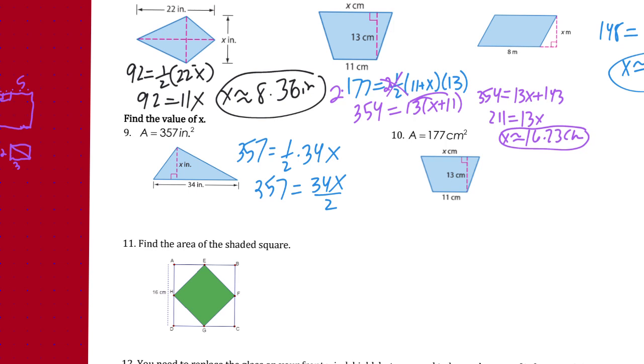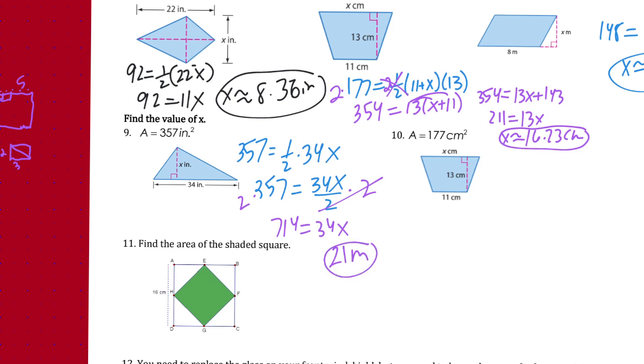Or you could say, I don't like the fraction. Let's multiply both sides by 2. You can multiply that side by 2 and multiply this side by 2. So you'll get the same answers. There's just sometimes multiple ways to look at it. So you could do 2 times 357. You get 714 is equal to 34x. Divide both sides by 34, and you're going to get 21.